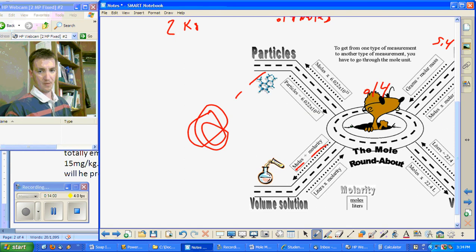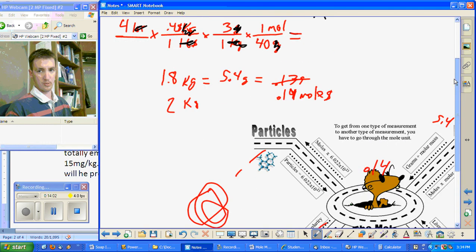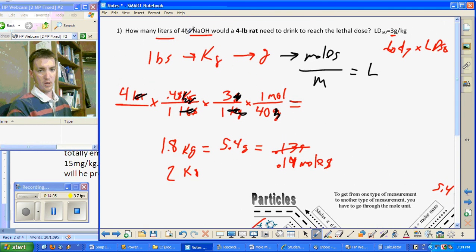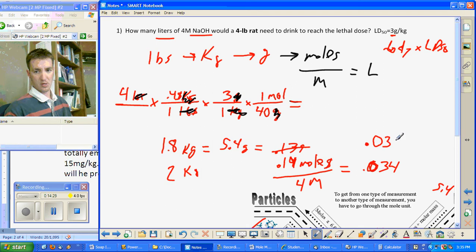0.14 divided by the molarity is what it's going to be to kill the rat. So how many liters of this stuff? 0.14 moles divided by 4 molar equals 0.034. Now we had to sig fig that. It's 1 sig fig, so it's 0.03 liters. So that would be 30 milliliters is what the rat would have to drink.